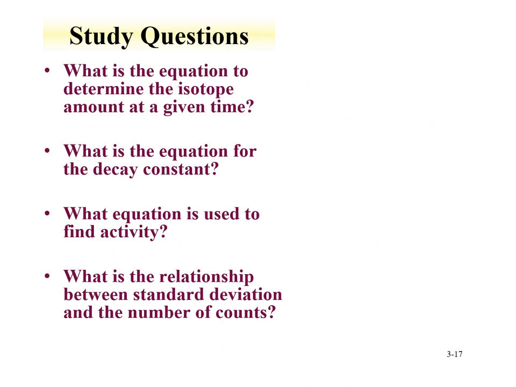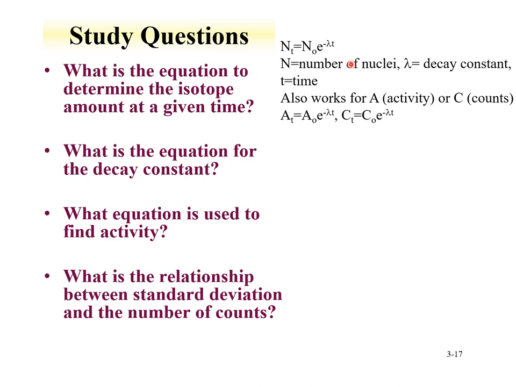So let's review some questions you should be able to answer based upon the lecture. What is the equation that is used to determine the isotope amount at a given time? That's a very fundamental equation, and the basis is shown here, where N is the number of nuclei at either the initial or at the given time, lambda the decay constant, and then t. This also works for activity or counts or mass. Could work for concentration if the volume doesn't change.